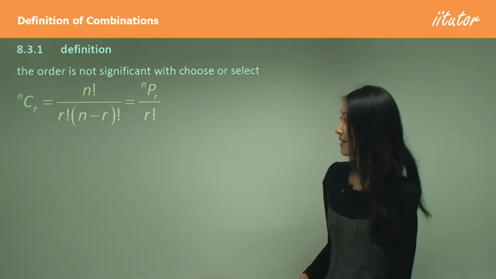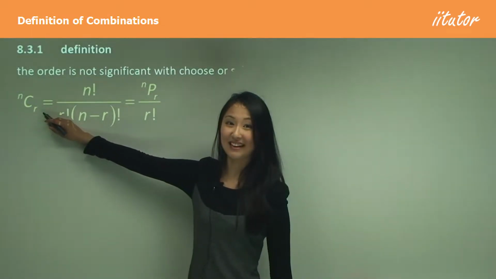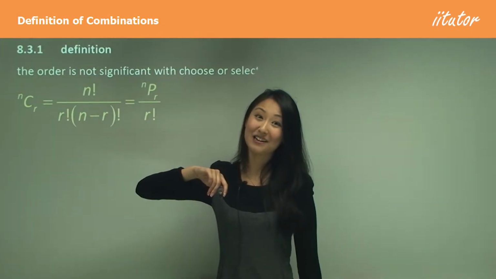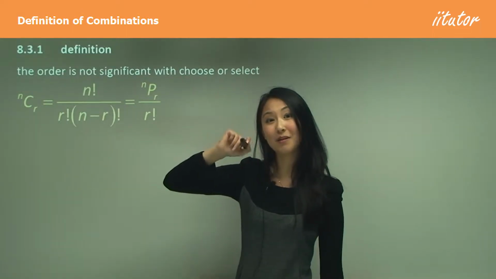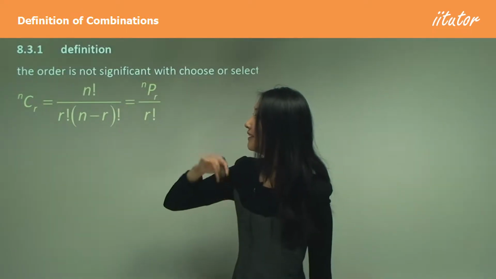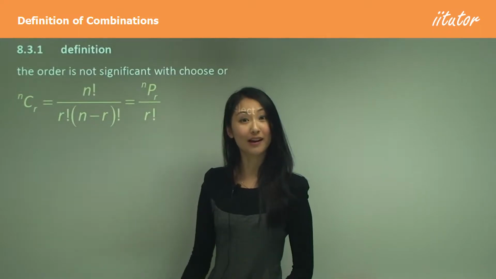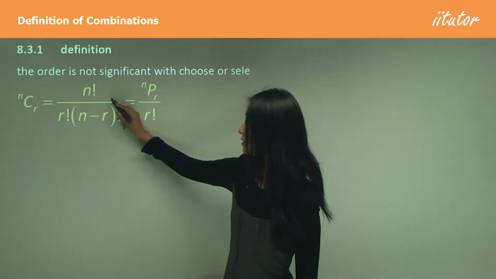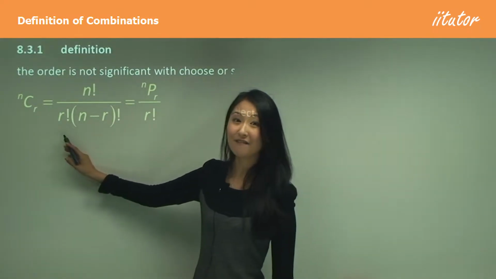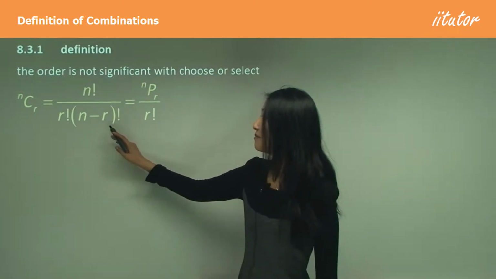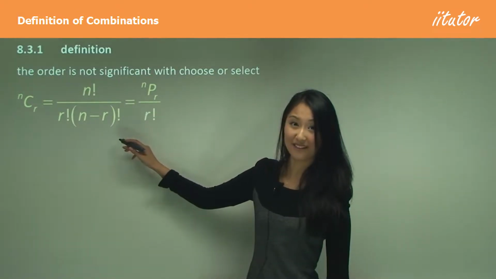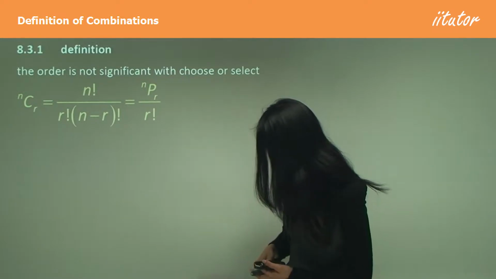Combination is specified by a big C you can see here, and you'll see that on your calculator as well. You press shift something and you'll get that C up. Now the equation for combination is n factorial divided by r factorial times n minus r factorial. So that's just something you need to memorize.